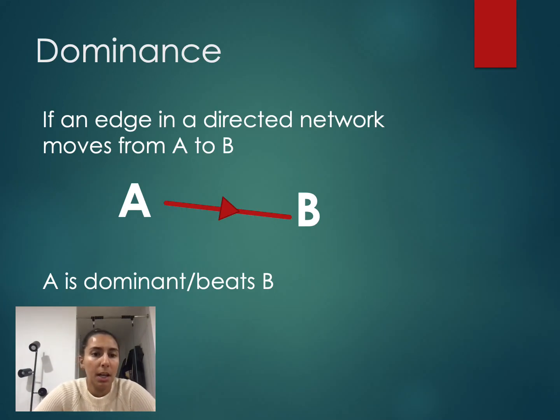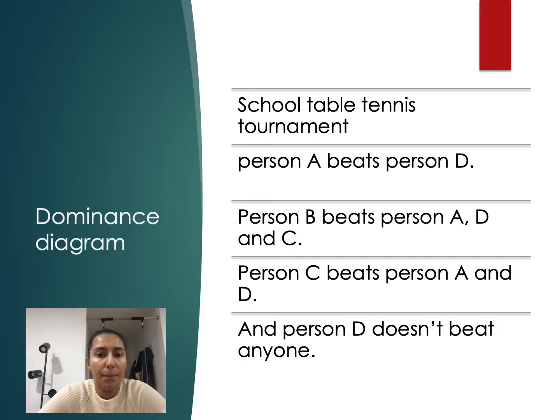So remember, this is an arc because it has a direction on it. So we will be using directed networks. And what this means, so say this is node A or player A and player B, this means that A is dominant over B. So if, for example, it was a tennis game, A beat B. So I will show you what this will look like as a network.